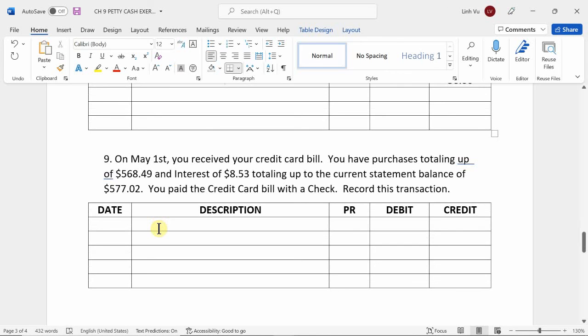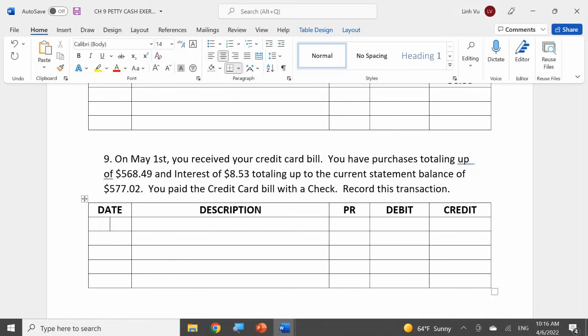Okay. Number 9, on May 1st, you received your credit card bill, and you had total purchases of $568.49. And you had interest of $8.53, totaling up to a current statement balance of $577.02. And you decided to pay the credit card bill with a check. Record this transaction. So you're making a payment to this bill. How do I record this? Check. You're writing the company a check. Yes, so you're going to be checking.